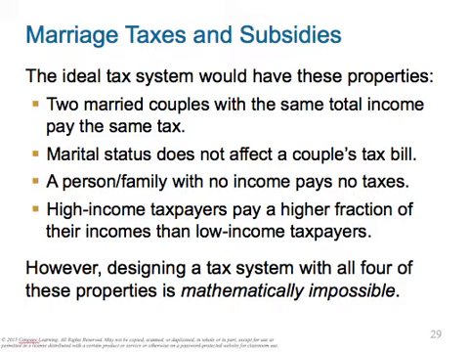Looking at marriage taxes and subsidies continued, the ideal tax system would have these properties. Two married couples with the same total income pay the same tax. That's horizontal equity. Marital status does not affect a couple's tax bill.